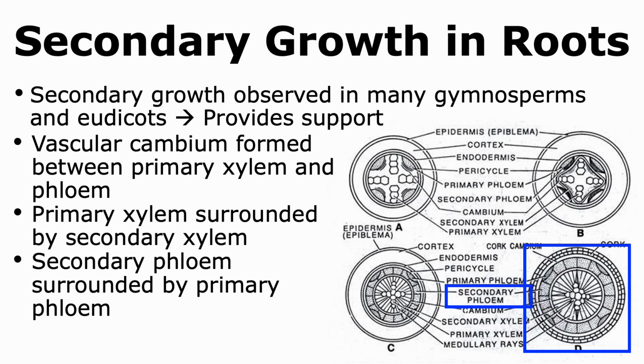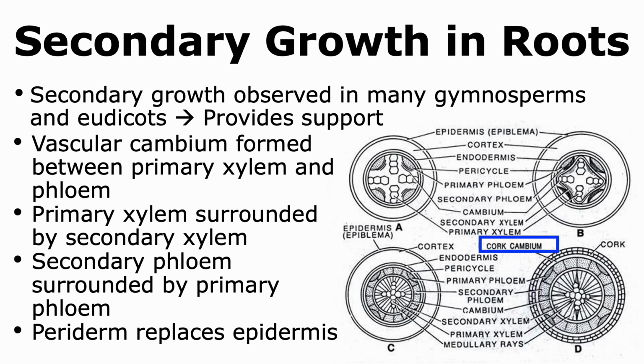In addition to the vascular cambium, we also have the cork cambium. The cork cambium replaces the epidermis, which is usually a single layer of cells, with multiple layers of the periderm. The periderm includes the cork and the cork cambium.